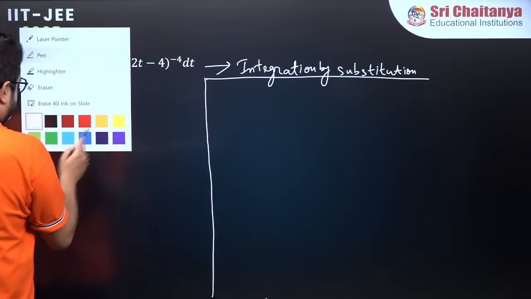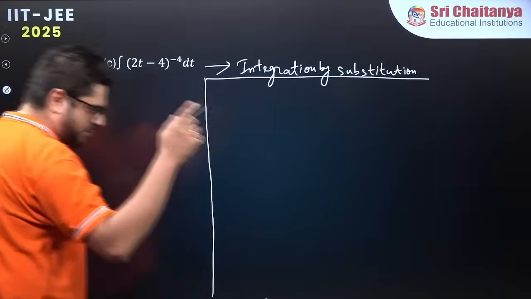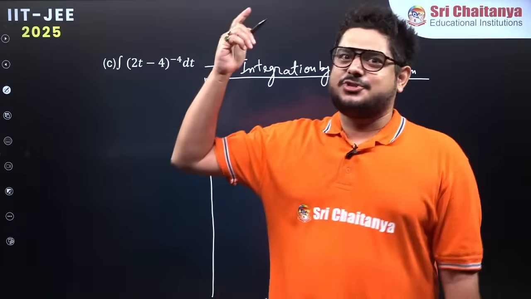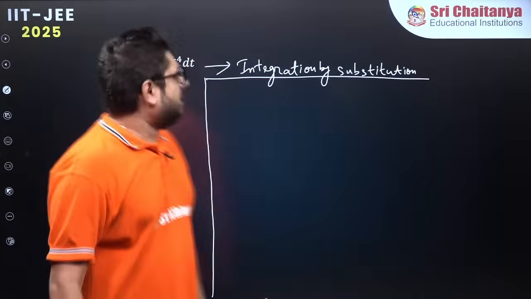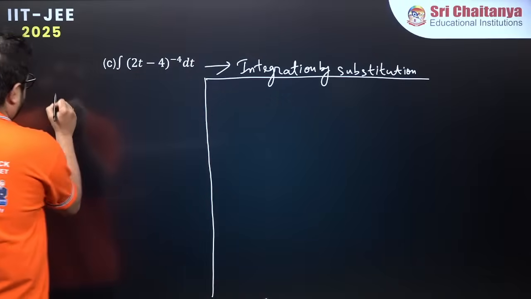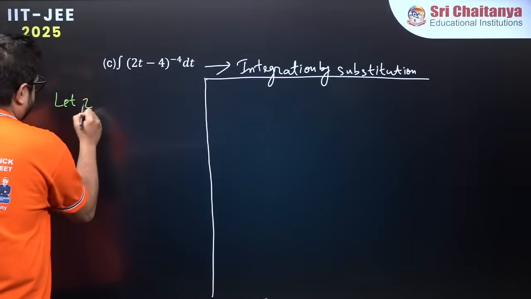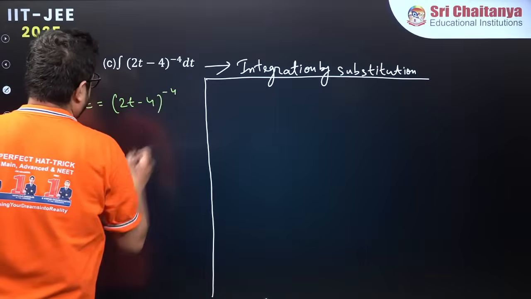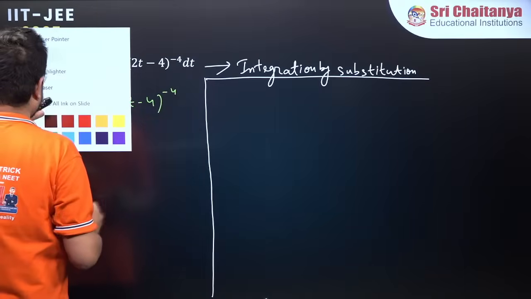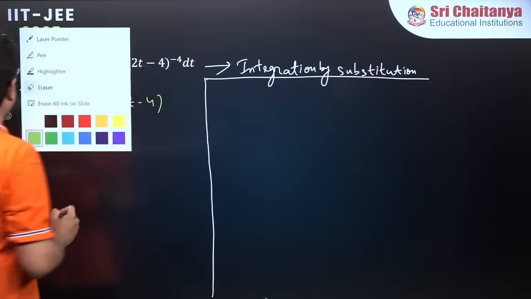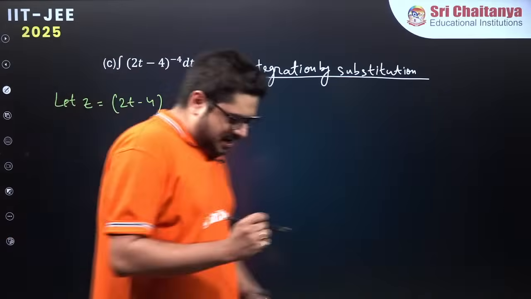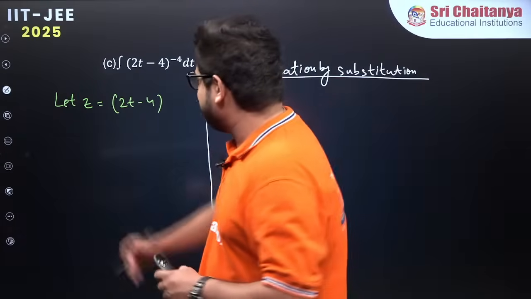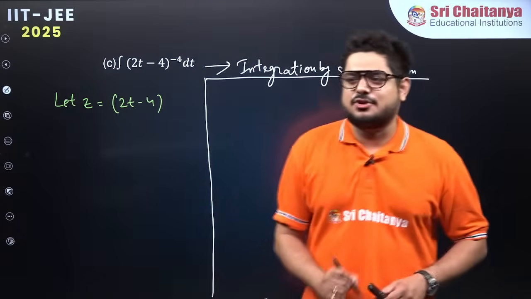The first thing which I will be doing, if you can recall, let's try to make you recall what we did yesterday. So I will be assigning a third variable over there. Let z is equal to 2t minus 4. That's it. I'm assigning a second variable over here, which is z equal to 2t minus 4.